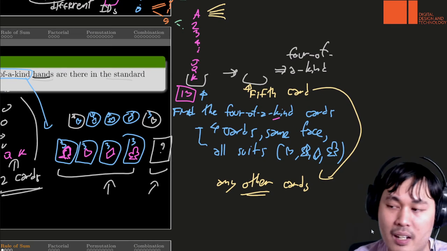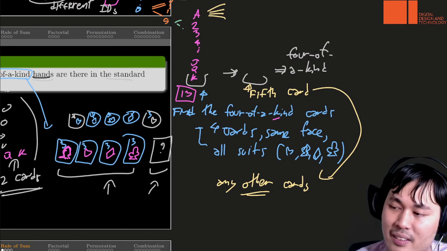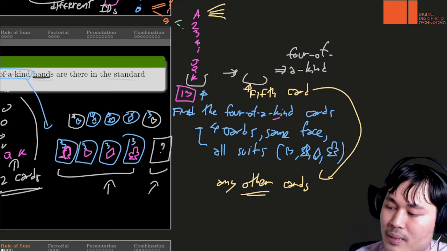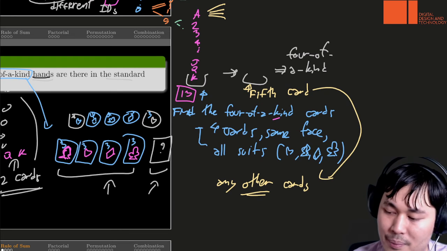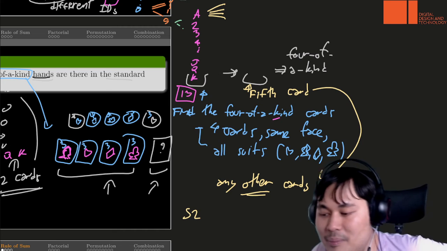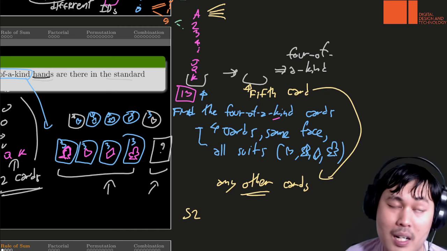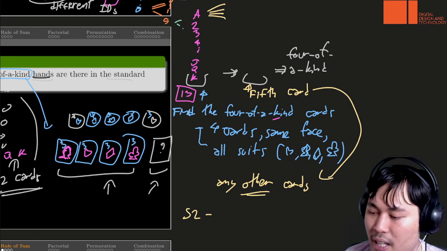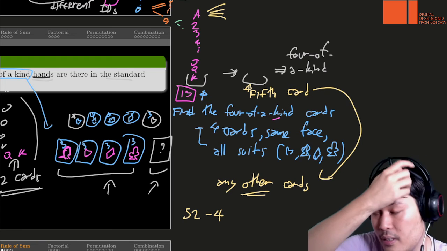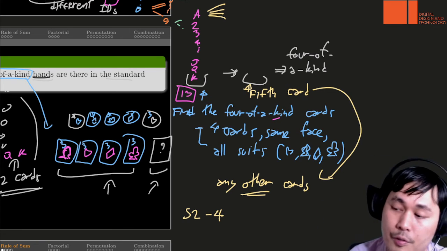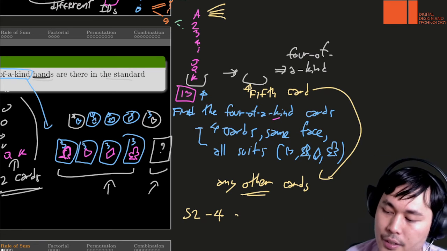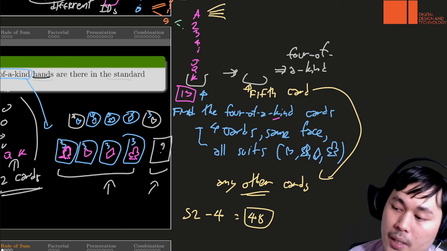How many ways can you pick a card that is not an ace? And you have to go back to some card knowledge. There are 52 cards in a deck, and 4 of them have been picked to be the 4 of a kind already. So there are 48 cards left that you can pick as the 5th card.